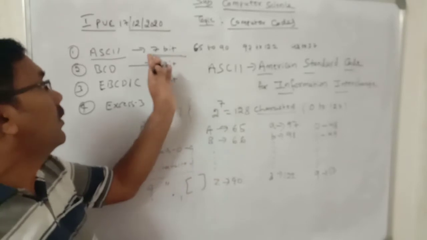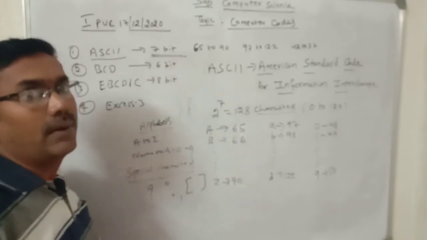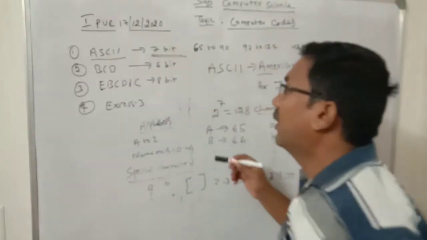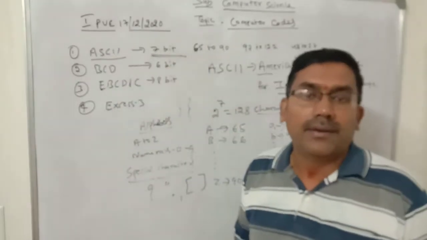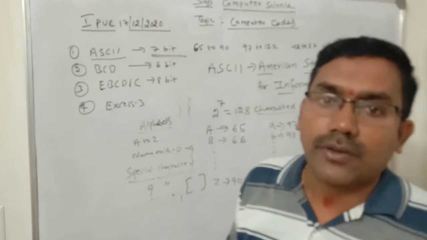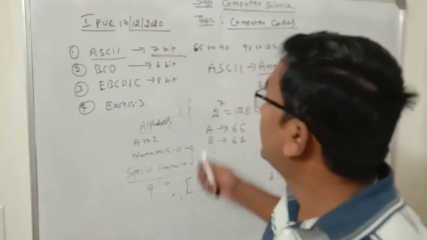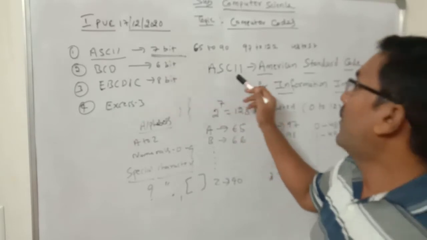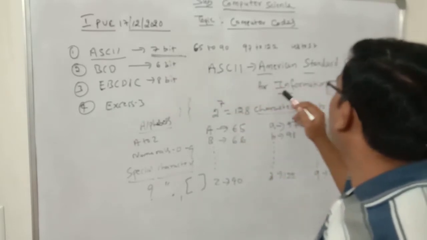Then it has to convert to the binary code only. So this is about ASCII code. If they ask for 3 marks short notes: write short notes on ASCII code. Then you have to write: the full form of ASCII is American Standard Code for Information Interchange.